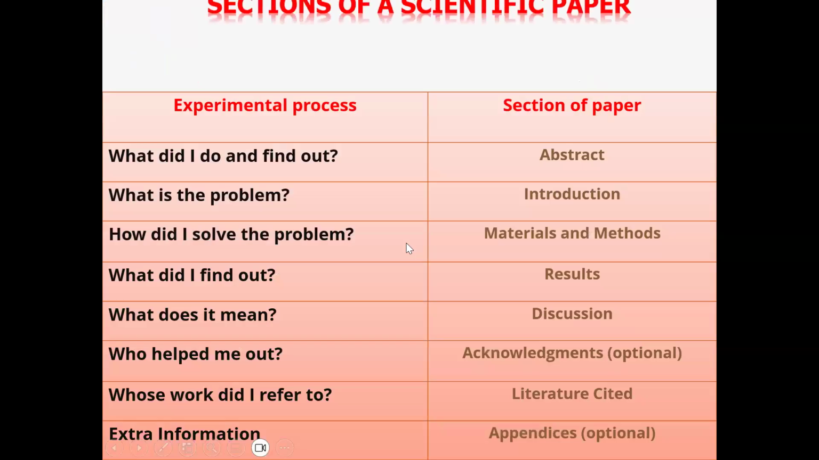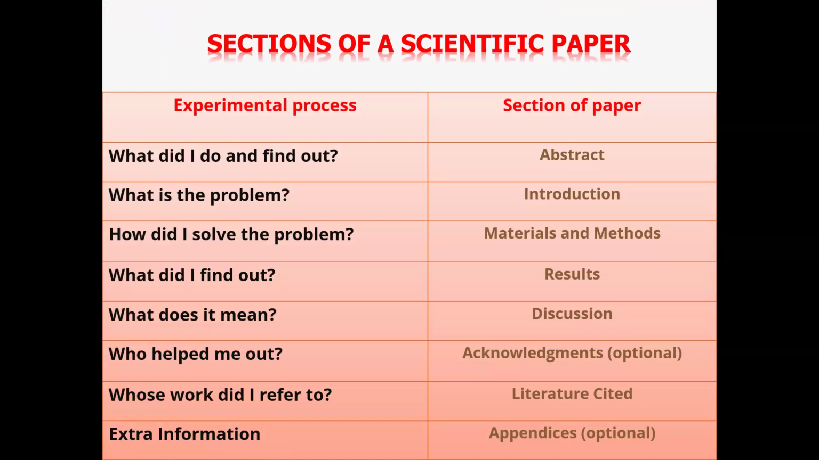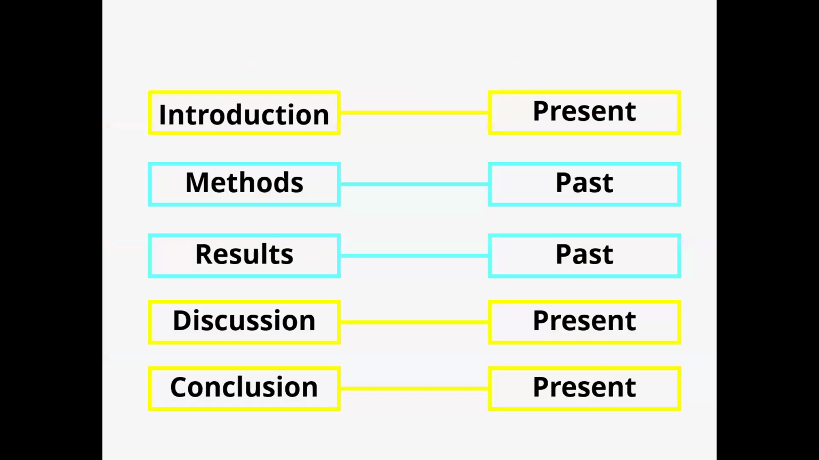So now we finished everything about the structure of the scientific paper, but there are some parts we have to remember. We have to know that the abstract tells the readers about what did I do and find out. And the introduction tells the readers about what is the problem. Material and method tells how did I solve the problem. Results tells the readers what did I find out. And discussion tells the readers what is my result meant.